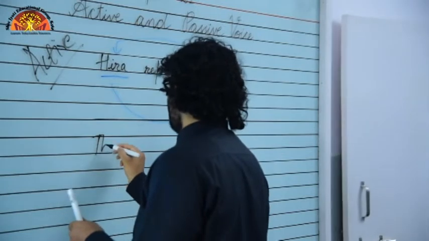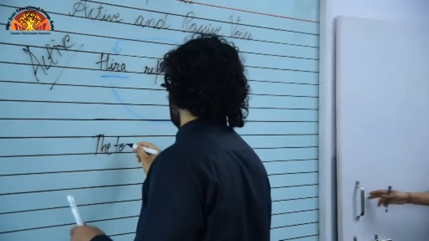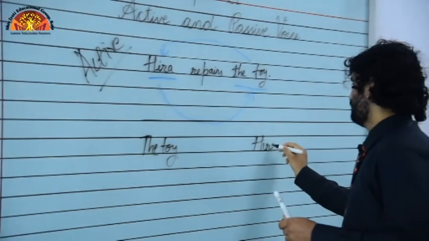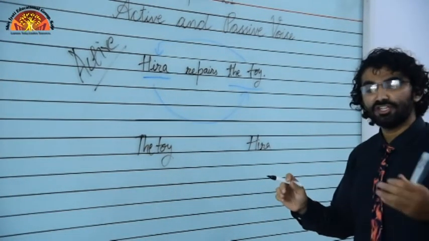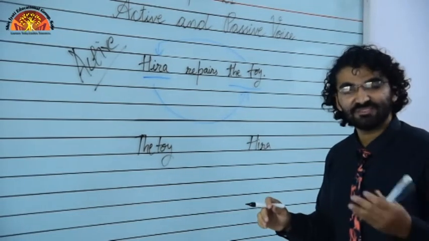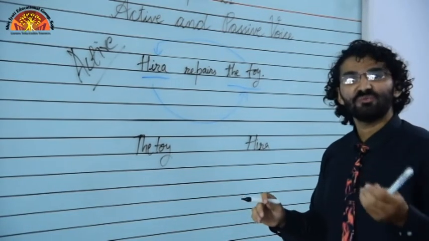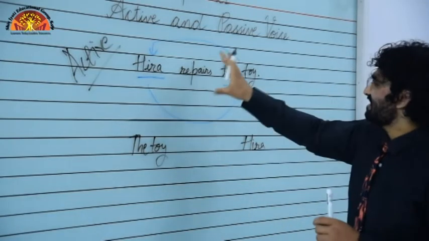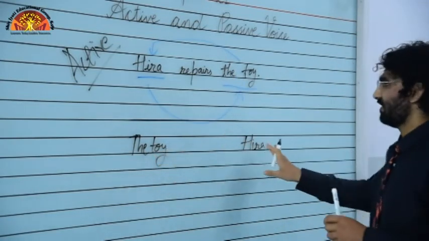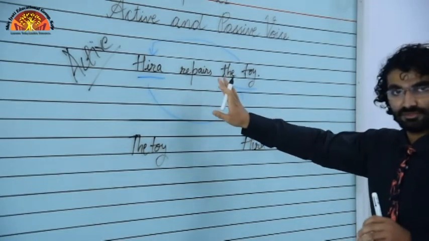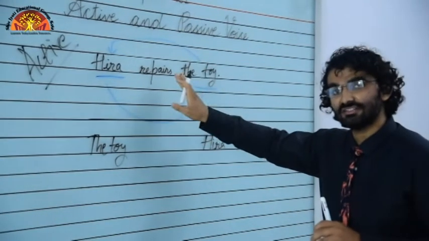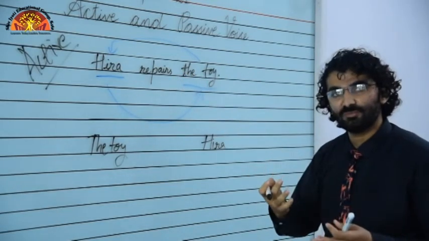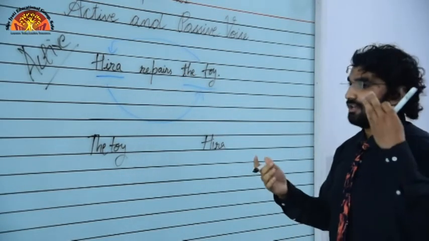The toy, Hira. We have interchanged their places to follow rule number 1, to score good marks in exams, to do good grammar work, and to be able to speak very good and fluent English. Alright? We have interchanged the places, the toy and Hira. Repairs, this belongs to present tense, simple present. So we are going to bring in a helping verb which will be is.